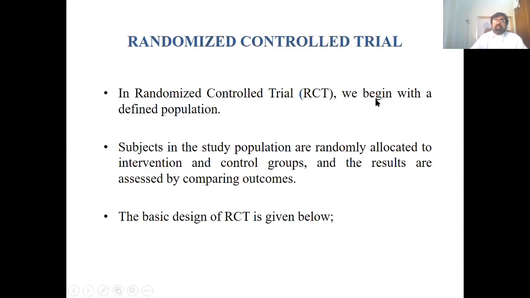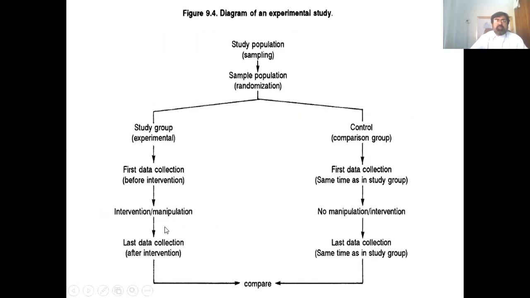In a randomized control trial, we begin with a defined population. Subjects in the study population are randomly allocated to intervention and control groups, and the results are assessed by comparing outcomes. The basic design of an RCT is given below. First, the study population, sample population, randomization, control group and study group. You carry out a certain experiment or intervention in the study group, and there is no need of intervention in the control group: no manipulation. Last, data collection in both the groups, and then you compare.